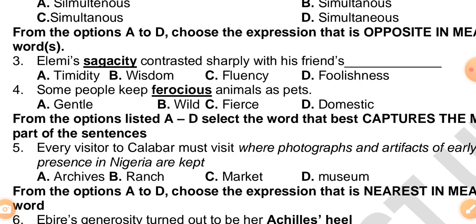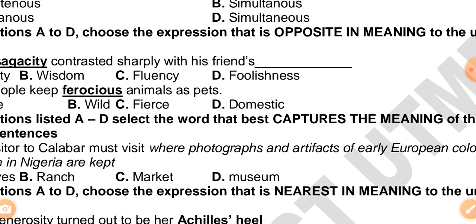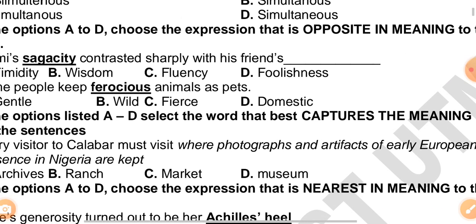Okay, let's move on. Look at this part, question 5. From the options letter A to D, select the word that best captures the meaning. Universities are always asking this, right? This one we are looking at is Unical, but it's almost the same for UNN, Uniben, Unilag, all the universities. So just pay attention.